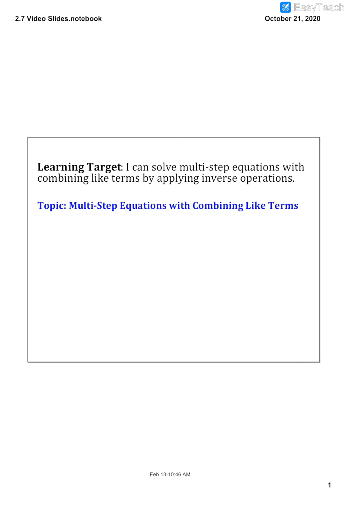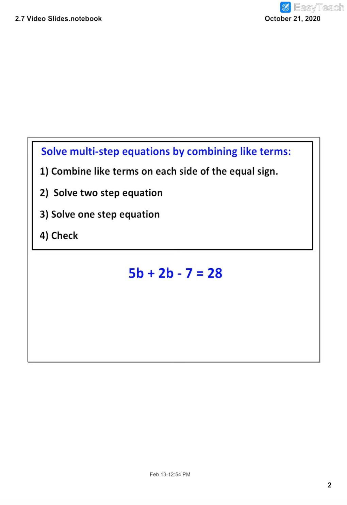Hi everyone, today's lesson involves solving multi-step equations with combining like terms by applying inverse operations. To solve multi-step equations by combining like terms, you're going to follow this checklist. The first step would be to combine like terms on each side of the equal sign.